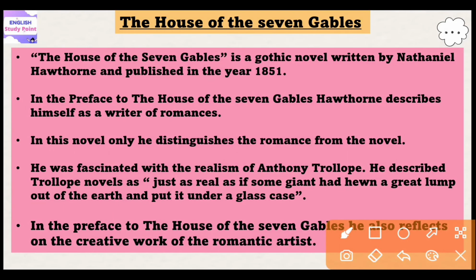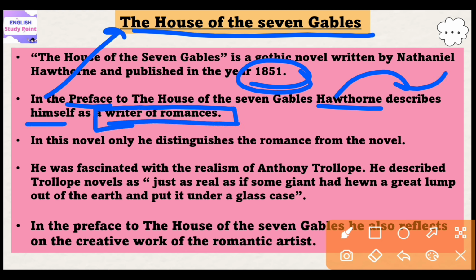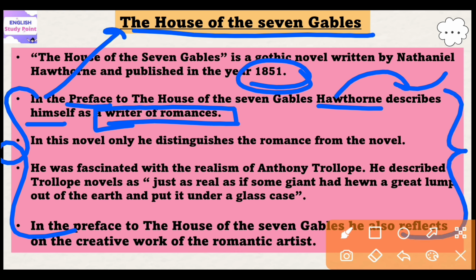Today in this video lecture, I am going to discuss another famous book by Nathaniel Hawthorne titled The House of the Seven Gables. This work was published in the year 1851. In the preface of this particular work, Hawthorne describes himself as a writer of romances. Here I am just telling important facts related to this particular work.